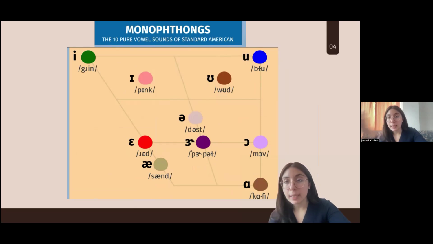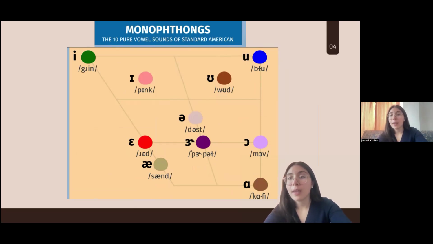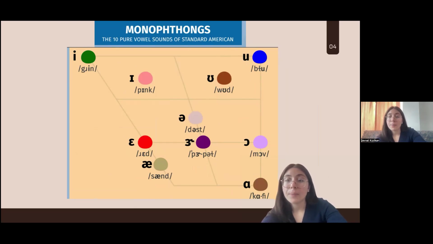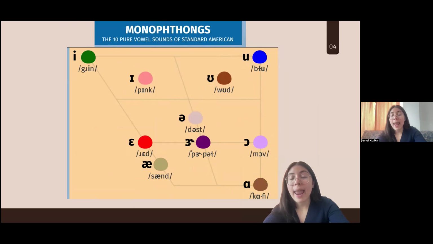And here are monophthongs. Monophthongs are single, pure vowel sounds. The position of the tongue and mouth does not change the way we pronounce them. For example, bed, the e sound, it's pure and one sound. Car, it's a, like one pure vowel.